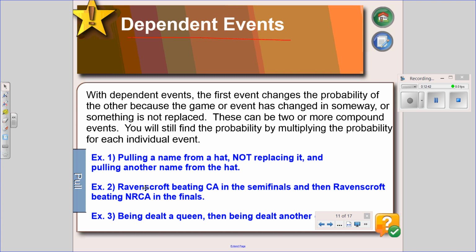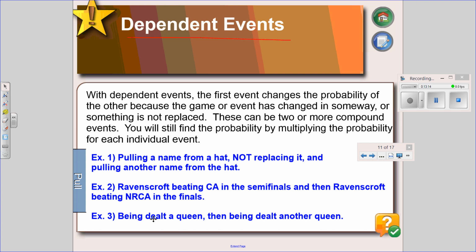Ravenscroft beating Cary Academy in the semifinals, and then Ravenscroft beating NRCA in the finals. These are dependent events because the second event cannot even happen if the first event doesn't actually occur. And then being dealt a queen and then being dealt another queen from a deck without putting it back. If there's no replacement, the deck has changed, so the ratio for the second card has changed in some way.